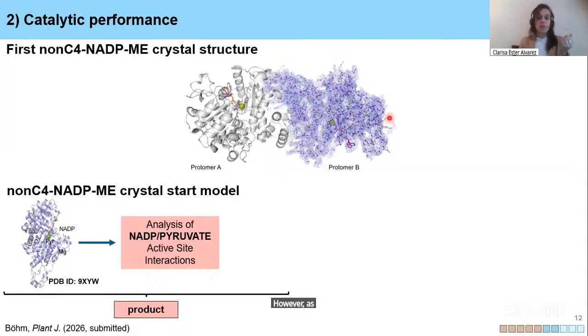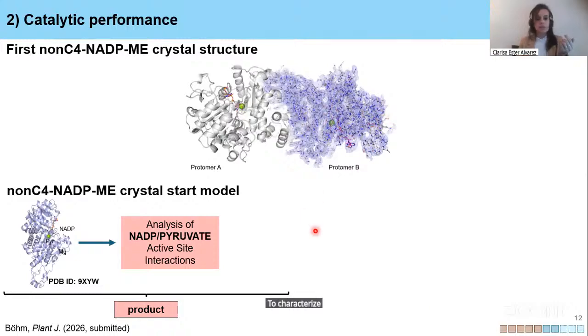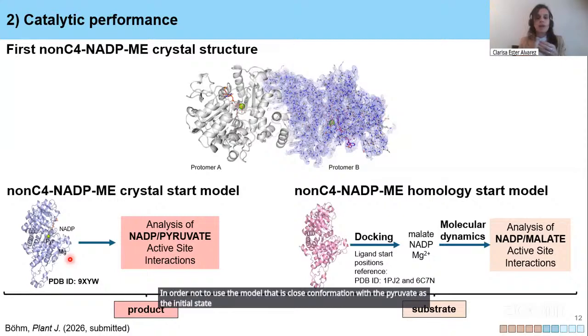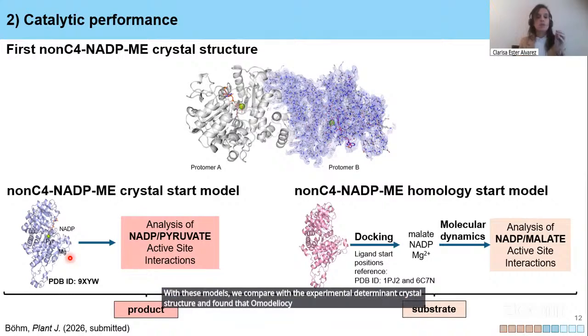However, as we discussed before, structural biology rarely provides every catalytic state experimentally. To characterize substrate recognition, we need a model of the enzyme in the presence of malate. In order not to use the model in the closed conformation with pyruvate as the initial state, we generated alternative structural models using homology modeling and AlphaFold predictions. With these models, we compared with the experimentally determined crystal structure and found that the homology model was structurally closer.